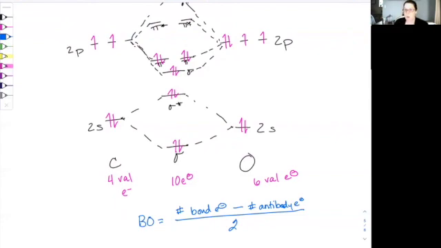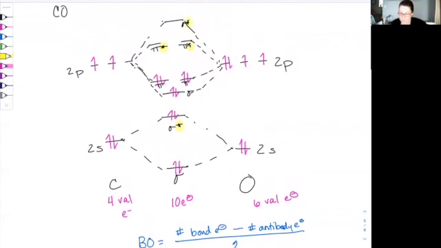So how do you know whether or not you have a bonding or an anti-bonding orbital? You're looking for these little stars. These little stars are what are going to tell you they're anti-bonding orbitals. They're the ones that are higher in energy than the atomic orbitals are. If it doesn't have a star, it's not an anti-bonding orbital.